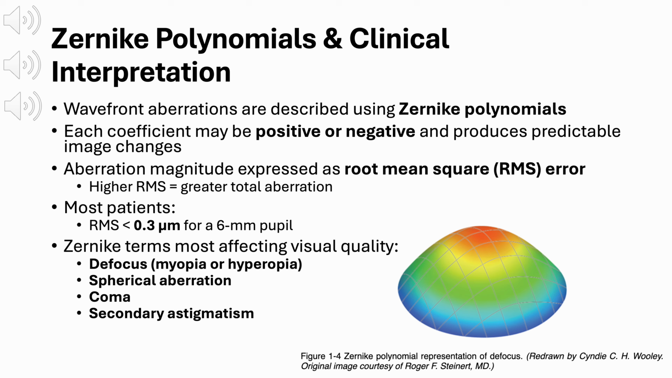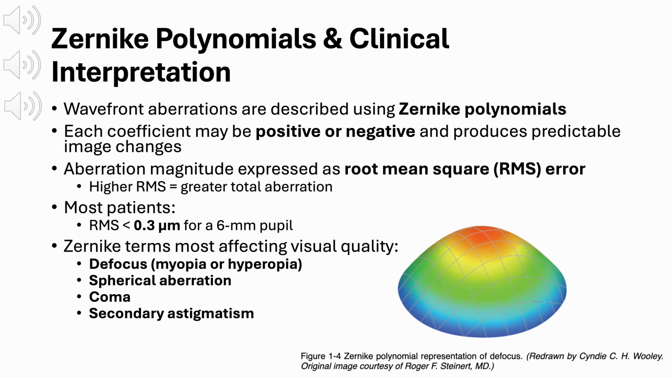actually represented and interpreted. Once the Hartmann-Shack sensor samples the wavefront with its array of lenslets and measures the local distortions, all of that raw data needs to be translated into something clinically meaningful. That's where Zernike polynomials come in. They provide a standardized way to describe the shape of the wavefront by breaking a complex distortion into simpler, named components that we can quantify, compare, and relate directly to visual quality.